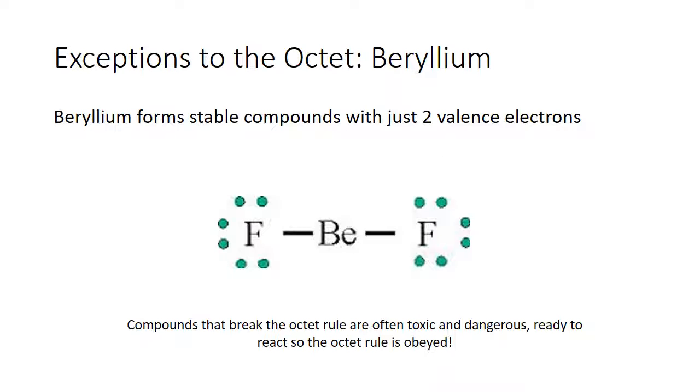And also not only boron, but beryllium. Beryllium forms stable compounds, not with 3, but 2 valence electrons. Compounds that break the octet rule are often toxic and dangerous, as I just said in the last slide, because they're ready to react so that the octet rule is obeyed. Beryllium compounds are also very reactive.